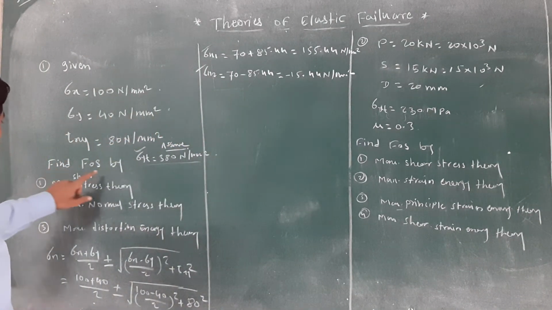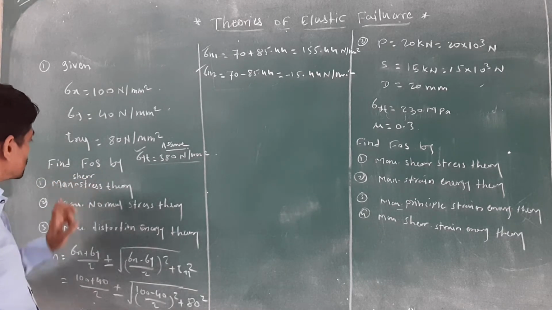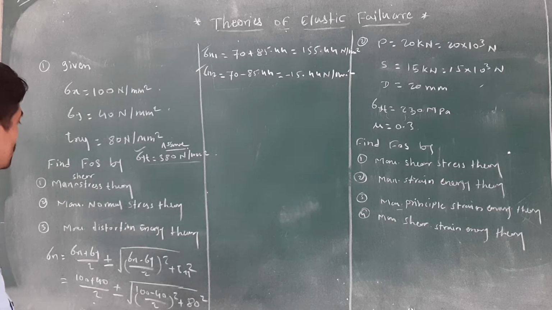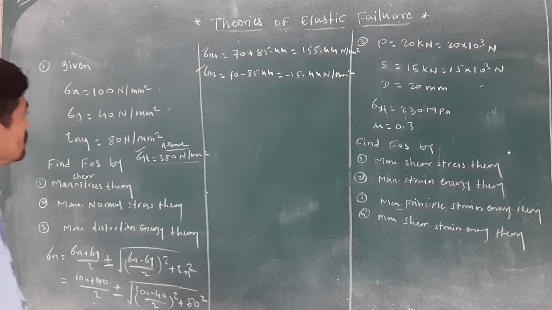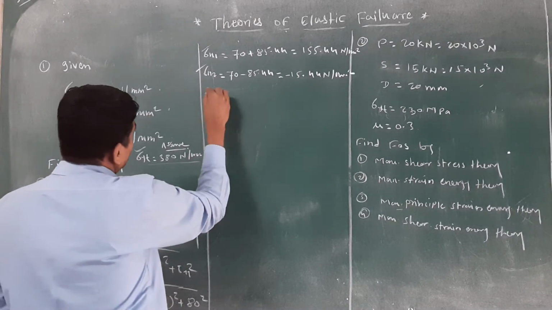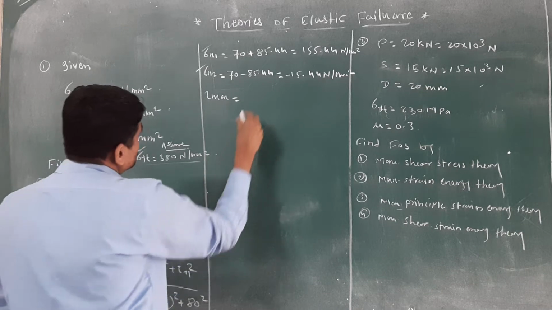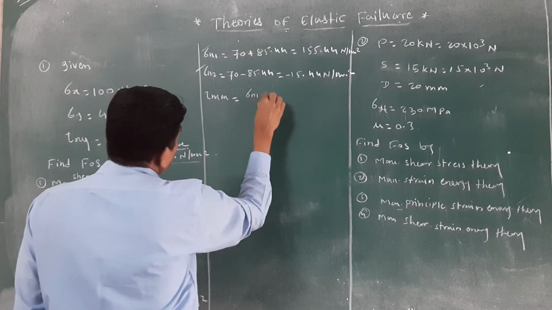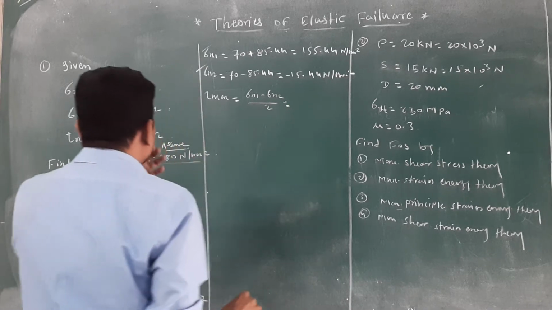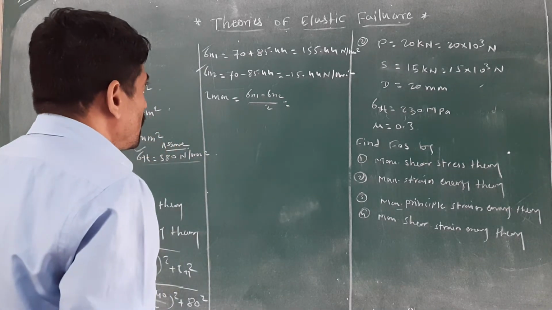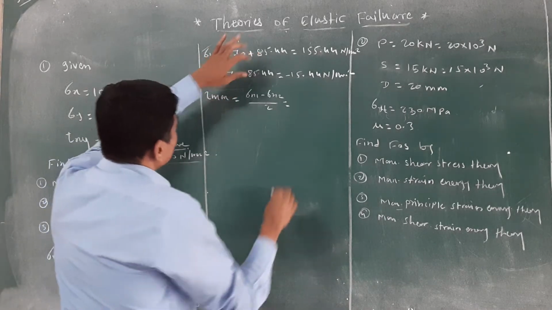We want to find out the factor of safety by the maximum shear stress theory. What is the maximum shear stress? We want to calculate it both ways. First, tau max, the maximum shear stress, is equal to sigma n1 minus sigma n2 divided by 2, half of that. So tau max is equal to, what is the value of sigma n1?